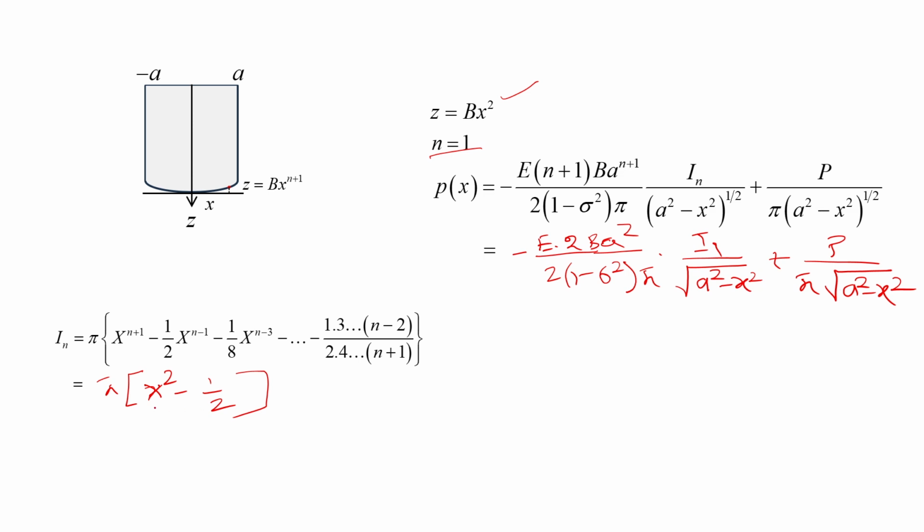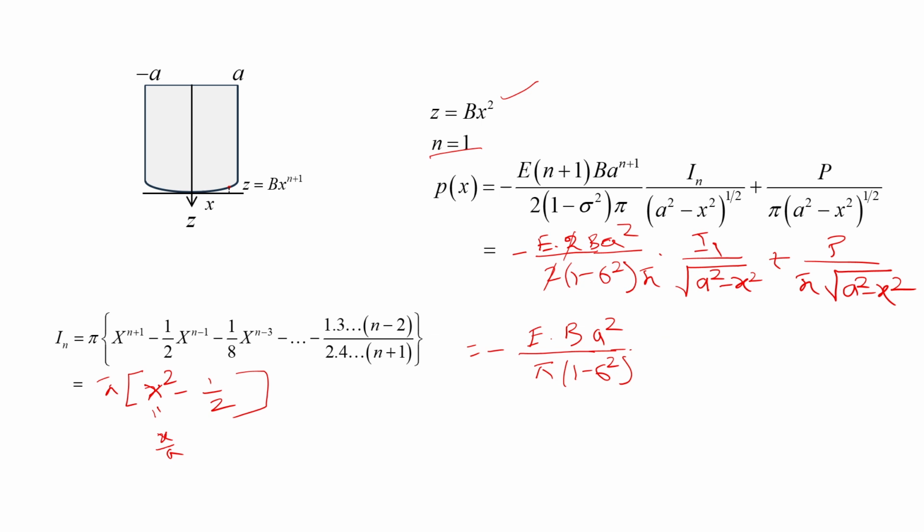So, here writing capital X as small x by a, that is the way I will write it, and so therefore, I will have here minus 2, so at least 2 gets cancelled actually, so I do not need to worry about it. So, I will have minus E b a square by pi into 1 minus sigma square into I 1.